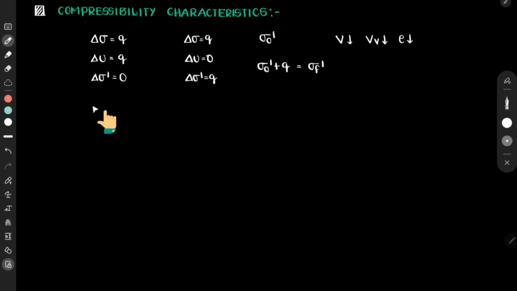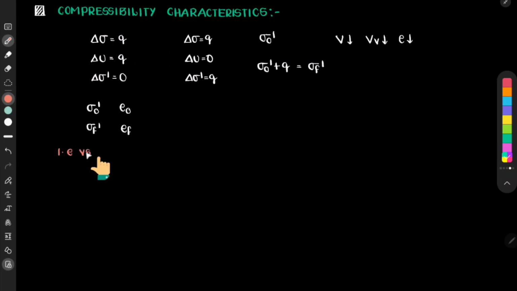So what happened during the consolidation? See, sigma dash is increased. Initially this is sigma naught dash, now it is increased to sigma F dash. Initially the void ratio, let's say this is the original void ratio E naught, before the consolidation or before the load transfer, and then when the effective stress is increased to sigma F dash, let's say the void ratio is EF. So based on the relationship between the effective stress and the void ratio, the first characteristic that we have is coefficient of compressibility.